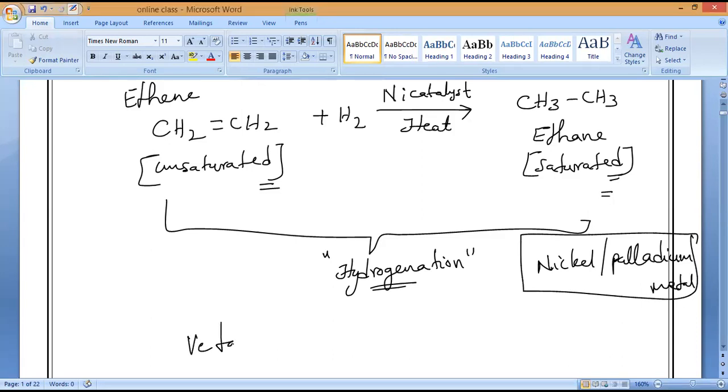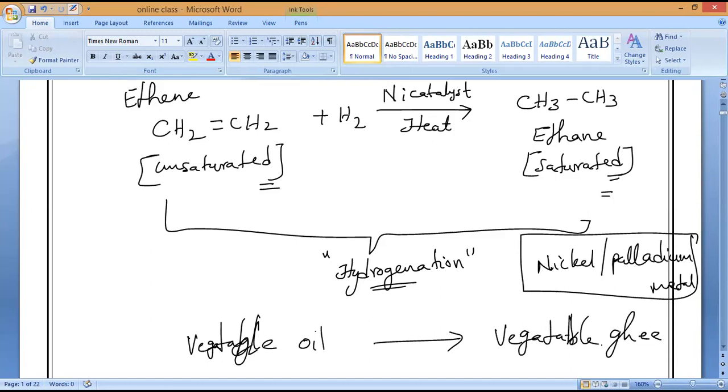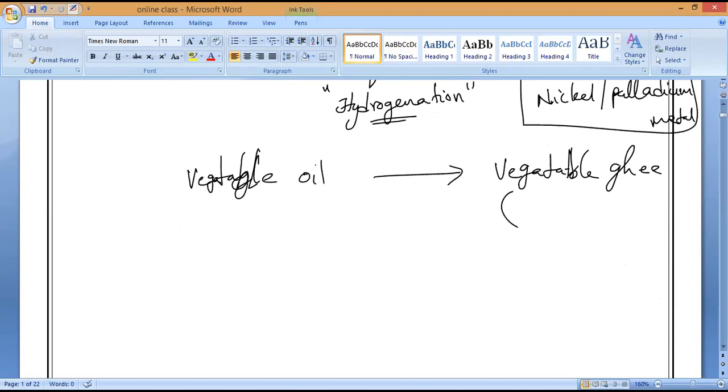Converting vegetable oil into vegetable ghee, or vanaspati ghee. Whatever it is, both are the same. So remember, converting vegetable oil into vanaspati ghee is called hydrogenation. That is the most important industrial application basically. Here also you might notice: who is unsaturated and who is saturated? Vegetable oil is unsaturated.